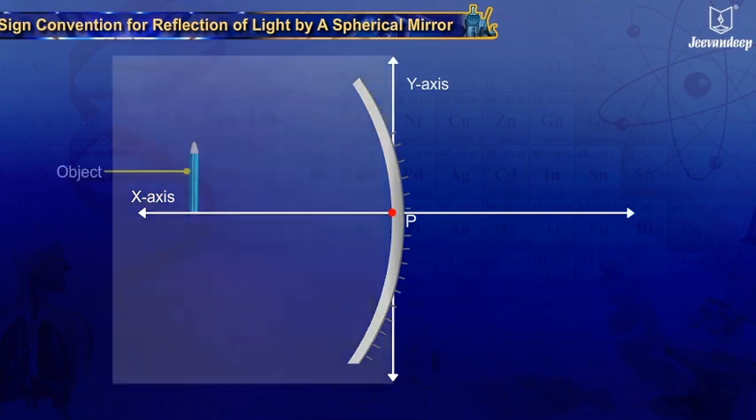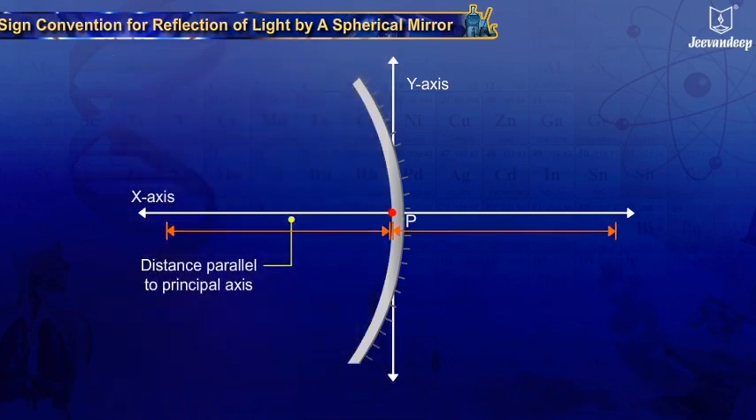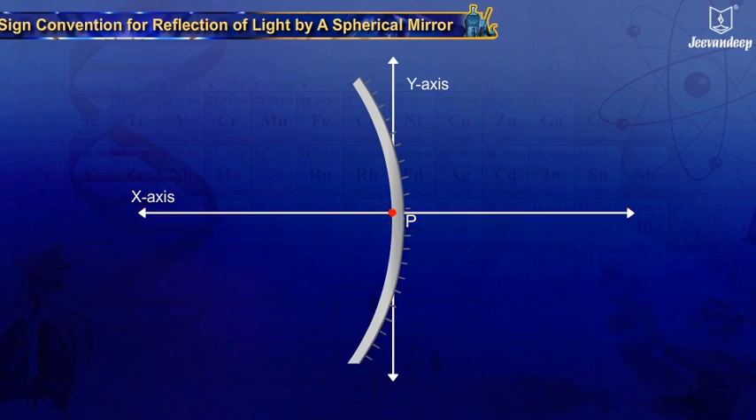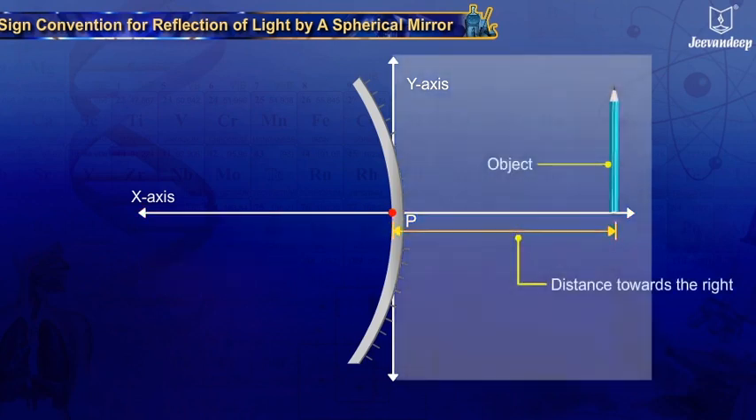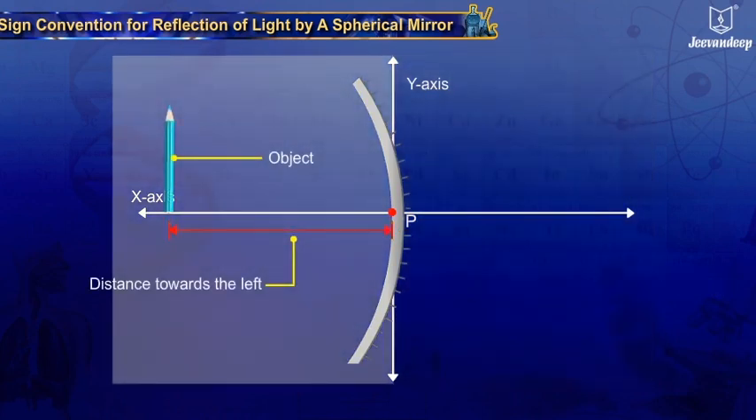1. The object is always placed on the left side of the mirror. 2. All distances parallel to the principal axis are measured from the pole of the mirror. 3. All distances measured to the right of the origin pole are taken as positive, while distances measured to the left of the origin pole are taken as negative.